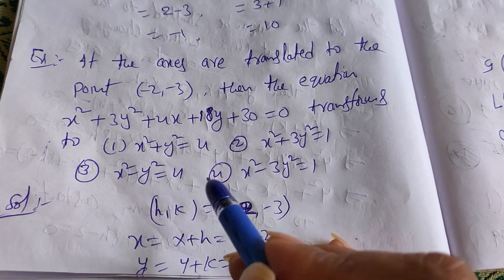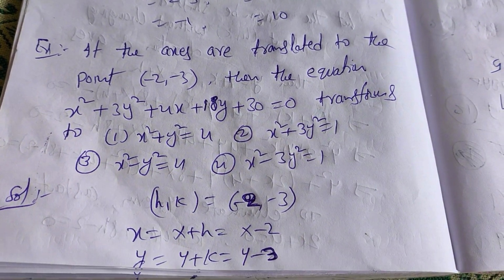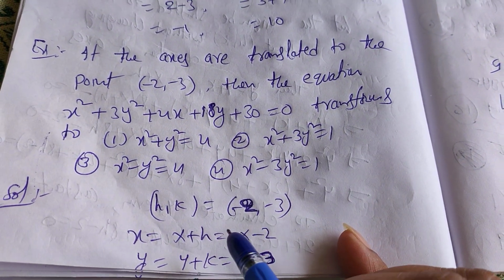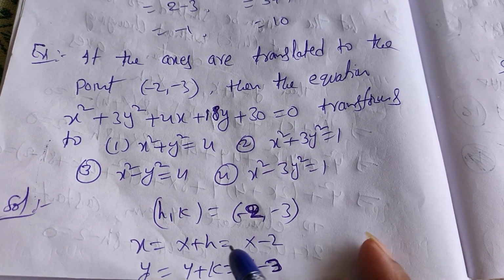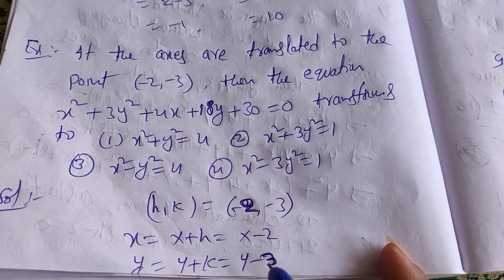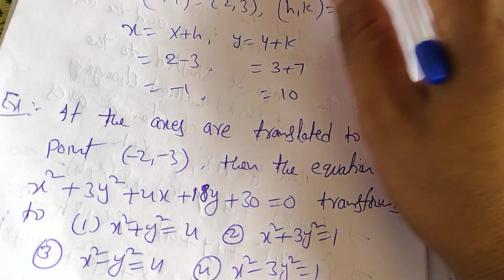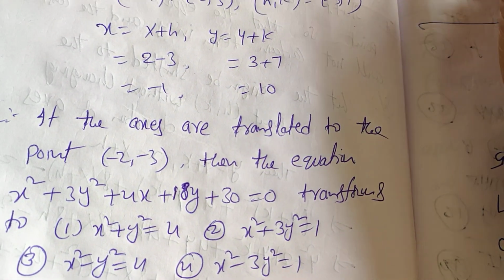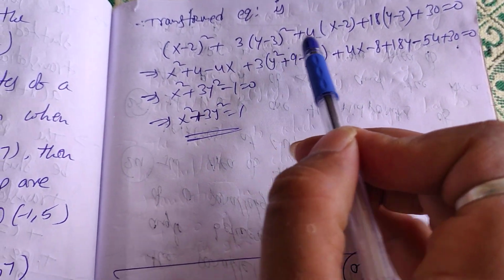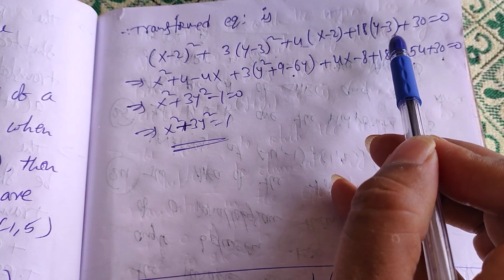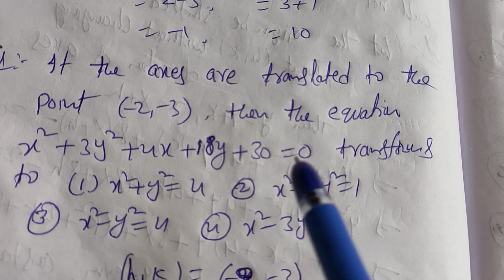So to find the transformed equation, we have to substitute small x and small y, since the given equation is in small x, small y, in terms of capital X, capital Y. So x is equal to X plus h, that is X minus 2, and y is equal to Y plus k, that is Y minus 3. Substitute in the given equation, which gives the transformed equation, that is the equation according to the new coordinate axes. Now here x square means (X minus 2) whole square plus 3 into (Y minus 3) whole square plus 4 into (X minus 2) plus 18 into (Y minus 3) plus 30 is equal to 0. We replace x by X minus 2 and y by Y minus 3 in the given equation.